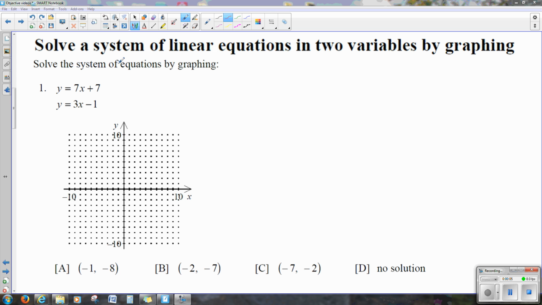All right, solving systems by graphing. We need to solve the system of linear equations. One method of solving systems is to graph both of the lines and look for the place where they intersect. If they don't intersect because they're parallel lines, or because they actually end up to be the same lines, then we'll talk about those special situations a little bit later on.